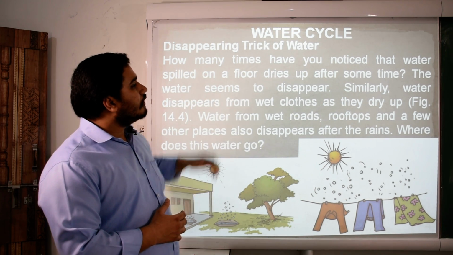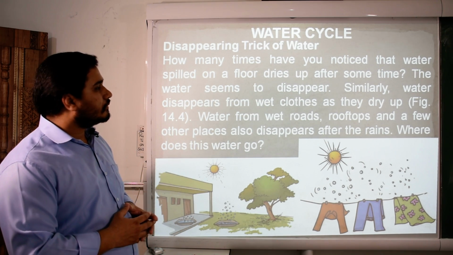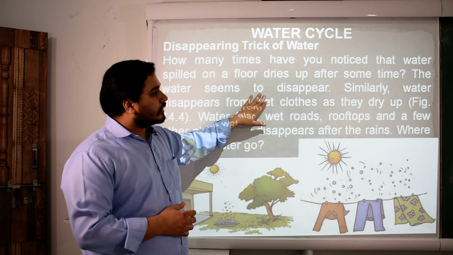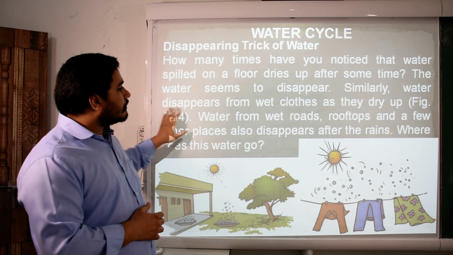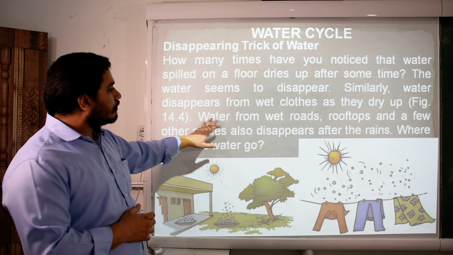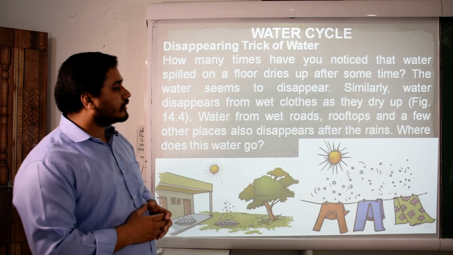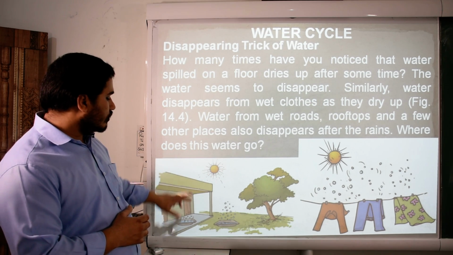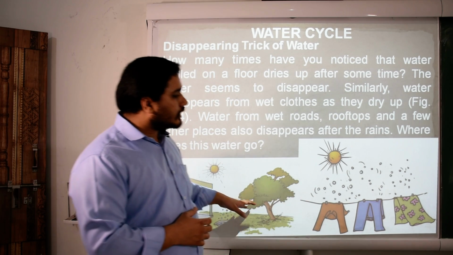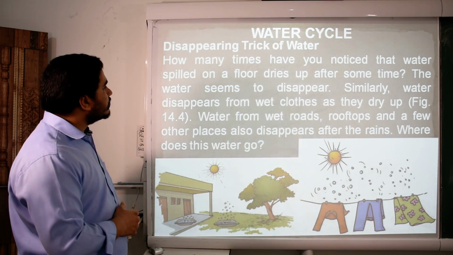How many times have you noticed that water spilled on a floor dries up after some time? The water seems to disappear. Similarly, water disappears from wet clothes as they dry up, as in the figure here. Water from wet roads, rooftops and a few other places also disappears after the rains. Where does this water go? The example can be seen here: it is converted into vapor, that is water vapor.